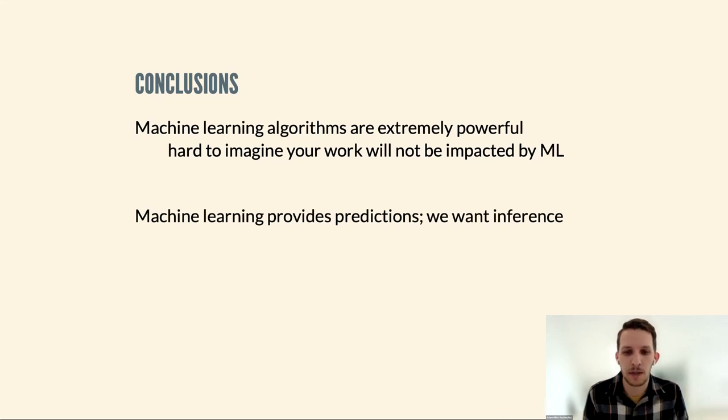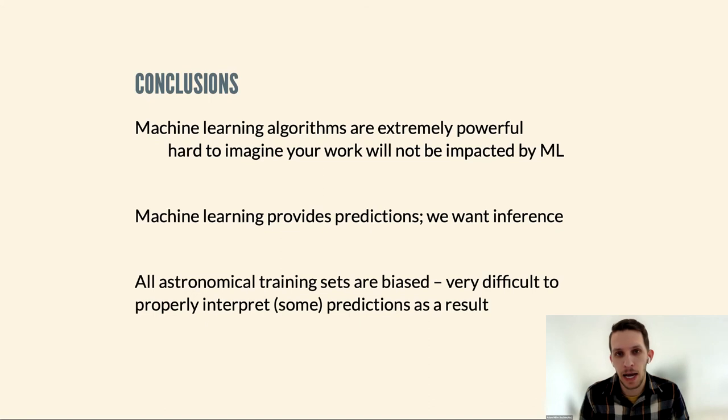Machine learning itself provides predictions, but ultimately, as astronomers, what we want is inference. Remembering that distinction is important as you think about the problems that you work on with machine learning. And all astronomical training sets are biased. So again, as a quick warning, it can sometimes be difficult to interpret the predictions that you get from astro machine learning models, given the biases that are present in the training set. I'm not here to tell you that this means that machine learning won't work. I'm just telling you that these are things you need to think about in a very serious way, in a very deep way, before you just run off, apply a model, and assume that everything you get out of it is good.